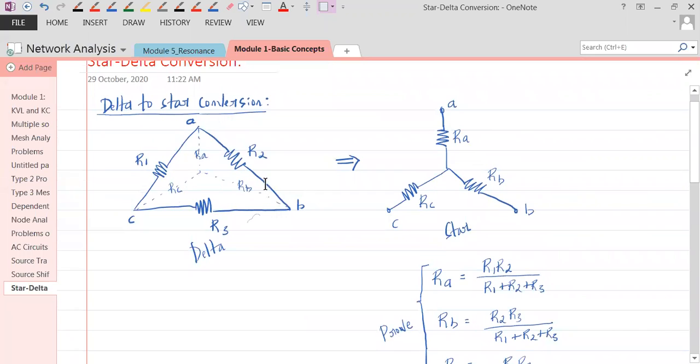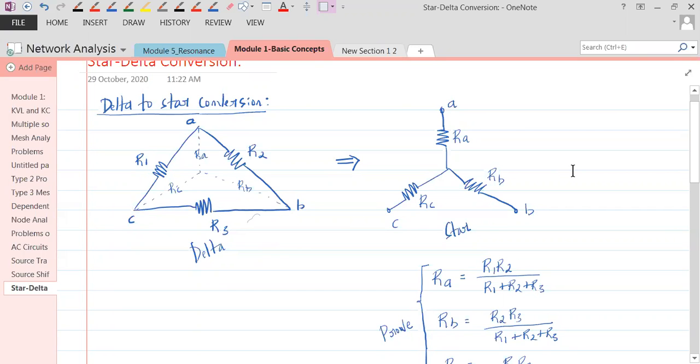Let me keep it like this. R2, if we are looking into AB, it's R2 into R1 plus R3 divided by R1 plus R2 plus R3 is equal to RA plus RB. Similarly, if you are looking into terminals AC, what? Or suppose you are looking into terminals BC, what would you write? It's R3 into R1 plus R2 divided by R1 plus R2 plus R3 is equal to what? RC plus RB.